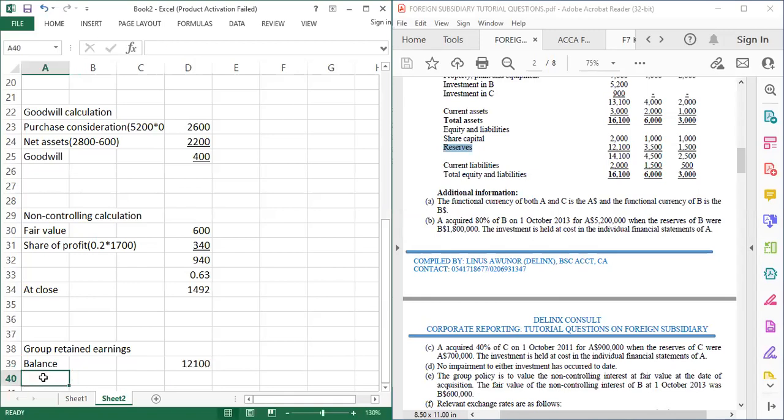So what are the things that will increase the parent's? The first thing will be share of what? Post-acquisition profits. Am I correct? So the share of the profit will give us how much? 0.8 multiplied by what? 1,700. Then we translate this answer at the closing rate. We'll do all, then I'll show you another way of doing it again. So the closing rate is 0.63.